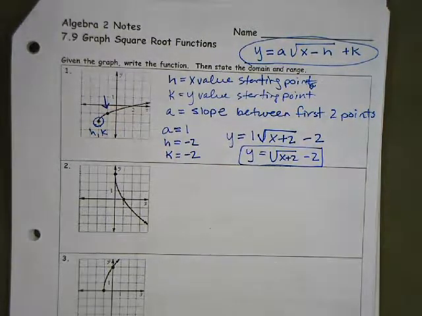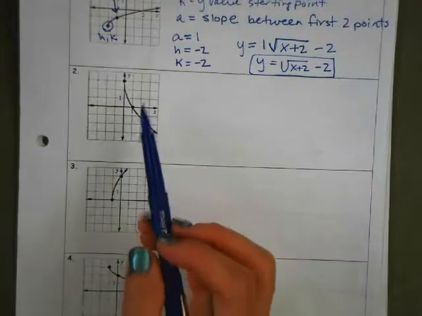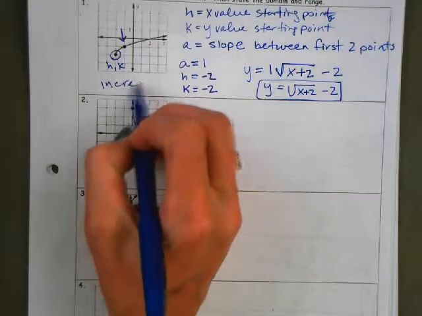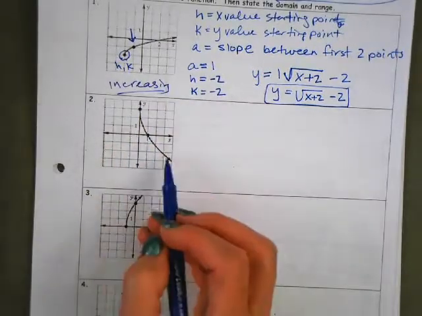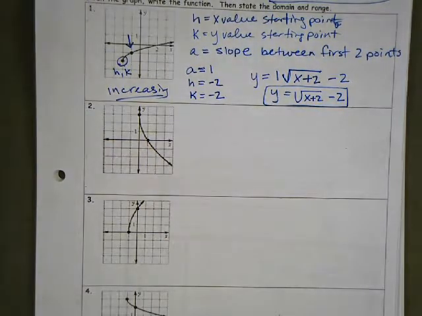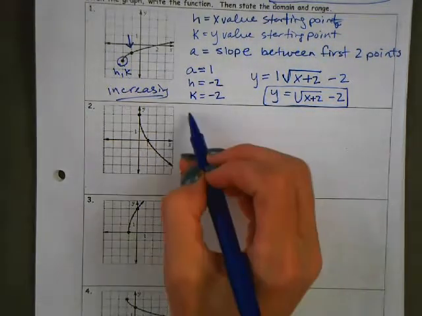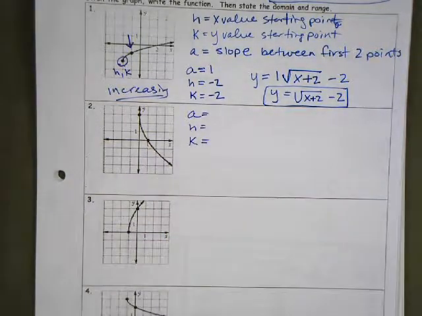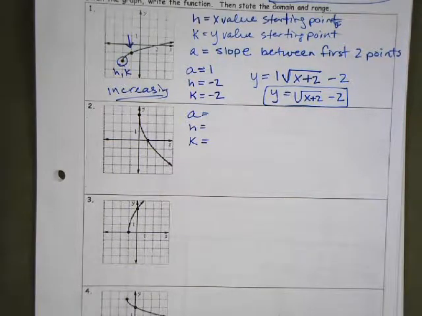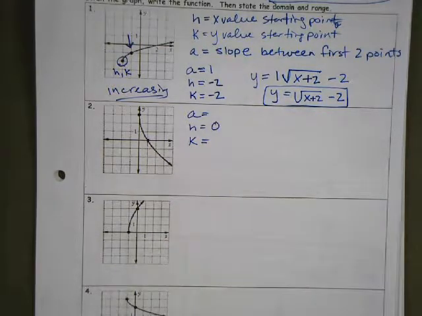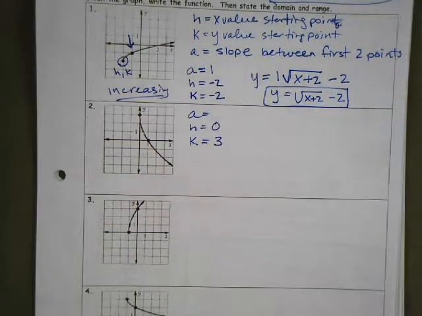Okay? So now let's look at number 2. Alright, first of all, is this increasing or decreasing? It's decreasing. So if it's decreasing, what does that tell you about the value of A? Yeah, it's going to be a negative value, right? Okay, so I need to find A, H, and K. I'm going to find the ones that are the easiest. To me, H and K are the easiest ones, right? So what is H and K? H is 0. K is 3. Okay? So now I just have to find A.